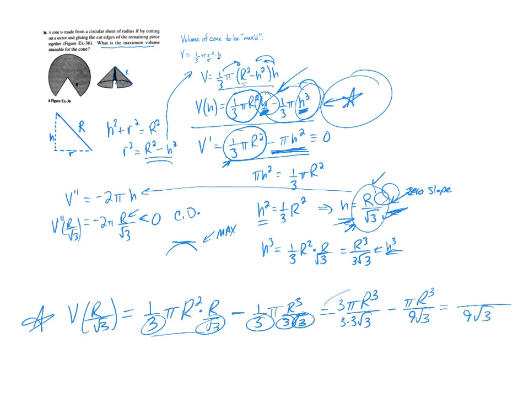And you can see the numerator has 3 pi r cubed minus 1 pi r cubed, which leaves us with 2 pi r cubed. And that would be the maximum volume we can get in terms of the big radius of that paper that we were given in the original problem. So there you go. It's not maybe quite as tough as it would have looked from the outset.